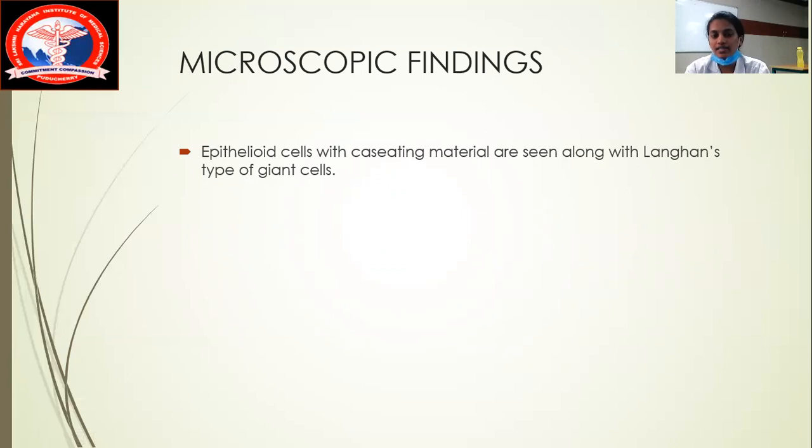Excuse me, Langerhans type of giant cells. Okay, so now we have seen what gross pathology is. Gross pathology is what we see directly, and we appreciate what is happening on the front. Microscopy is always under a slide. Under the microscope with a slide, we are going to see what is happening.